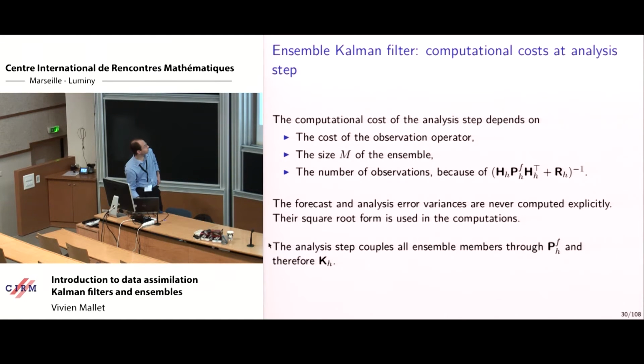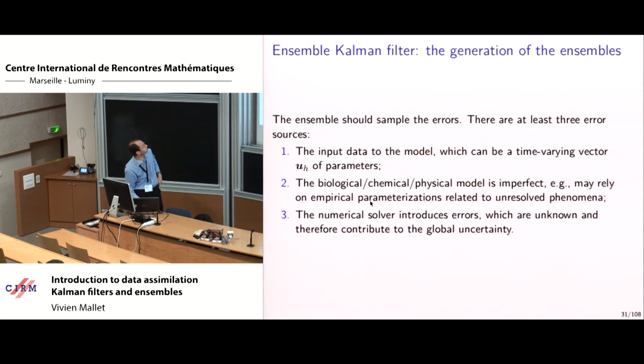As I mentioned, the forecast and analysis error variances are never computed explicitly. We always make use of their square root form, so it saves a lot of space. It's much smaller because the square root has just 30 to 100 columns, the size of the ensemble, so it's not 1 million columns. And I mentioned already that we have a coupling between the analyses.